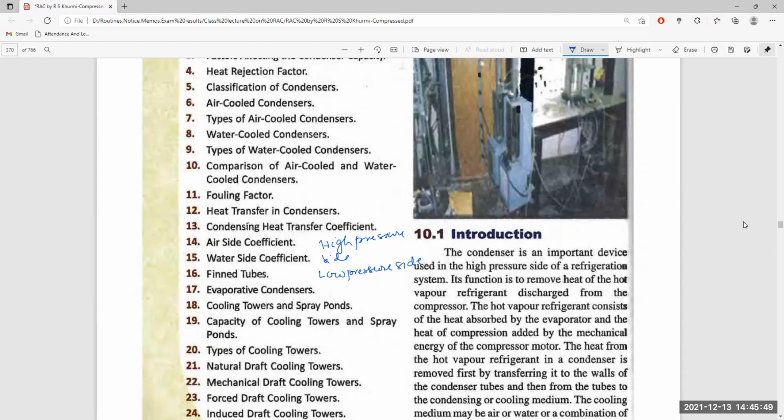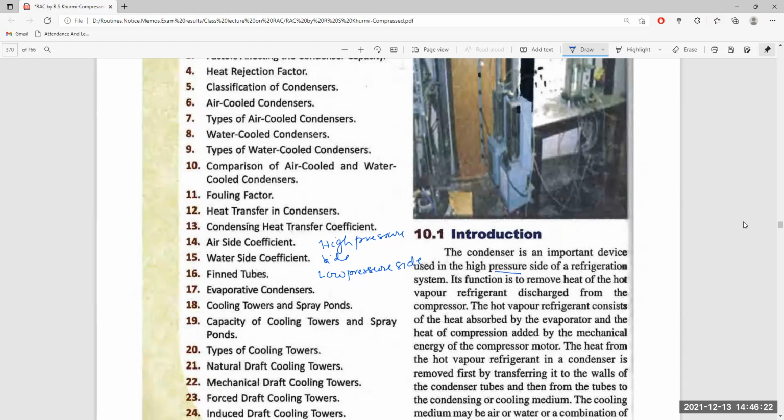The high pressure and low temperature liquid refrigerant is sent to the expander, where the high pressure is reduced to low pressure, and the temperature remains low. It is then sent to the evaporator, where it is evaporated to low temperature and low pressure gaseous refrigerant, and then fed again to the compressor. And this cycle continues.